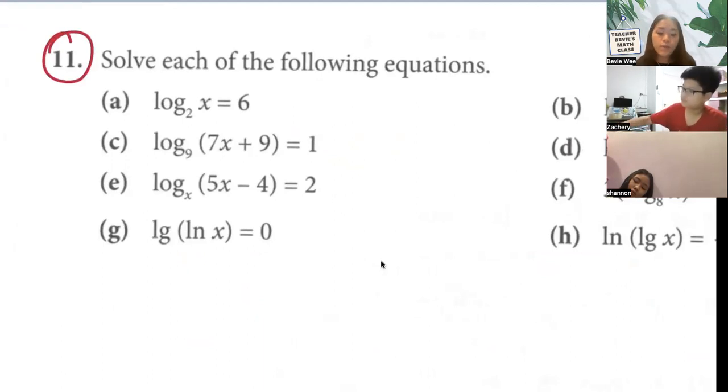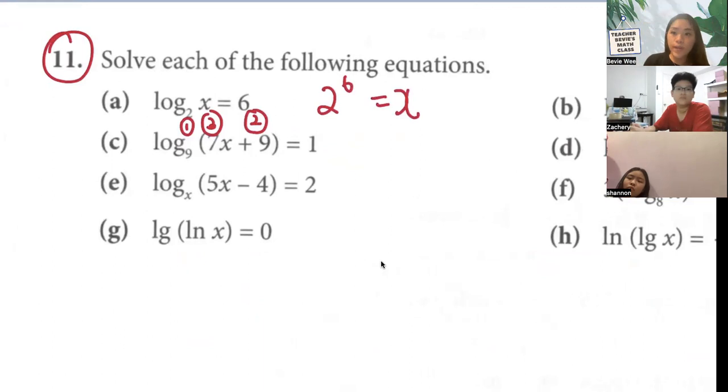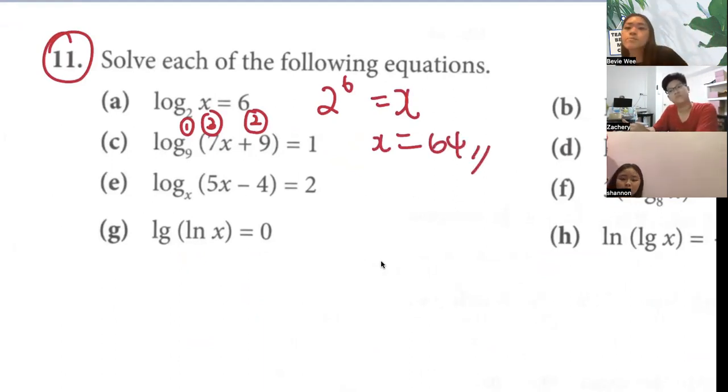Changing it to index form. I'll do the first one for y'all, okay? How do I change it to index form? 1, 3, 2. 2 to the power of 6 equals x. Can solve for x or not? Go and press your calculator. x is equal to 64. That's all. Can? Okay.